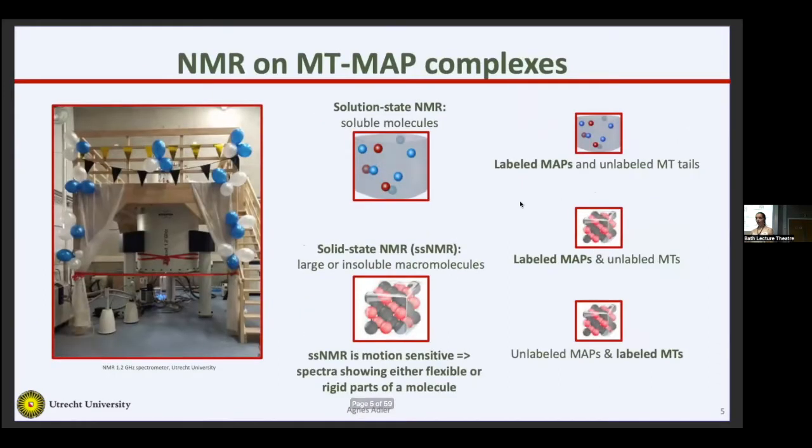Okay, here I'm going to show you some experiments using solution and solid state NMR. The solution state NMR, which I will always indicate with this image, is for labeled MAPs and unlabeled microtubule tails. And the solid state NMR I will use for the bigger system. So I will label the MAPs and use unlabeled microtubules or the other way around. And some of my solid state NMR experiments were done on this, at that point, prettiest magnet in the whole world.